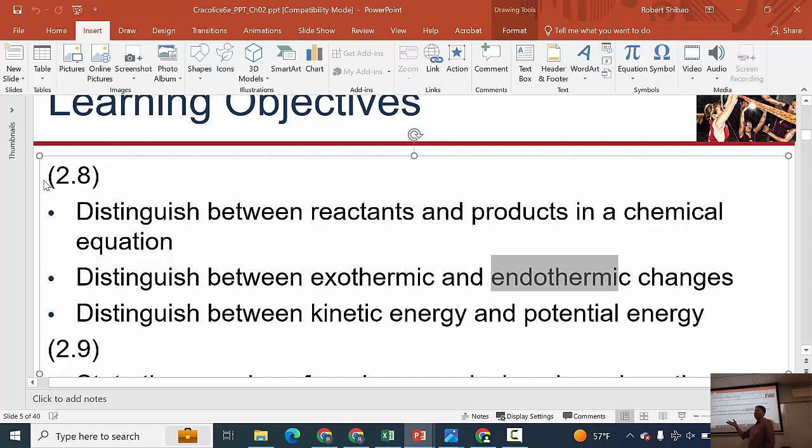But it's warmer. What happens? We got more kinetic energy. What happens when we have more kinetic energy? We get more motion. And you could be uncomfortable.